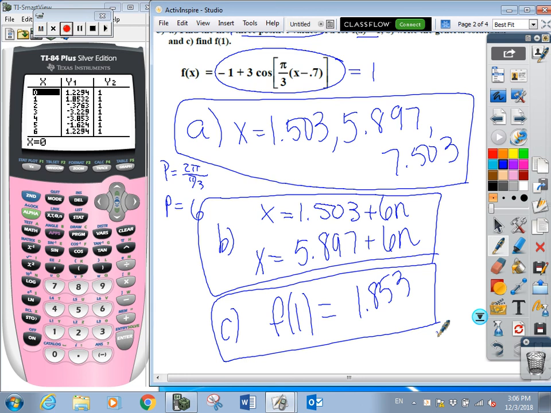So know the difference between it giving you x and it giving you y. If it gives you x, you just find the y value. If it gives you f of x, that's general solutions, first 3 positive, or over a domain that would be given, which is like the last 2 problems. Questions so far?